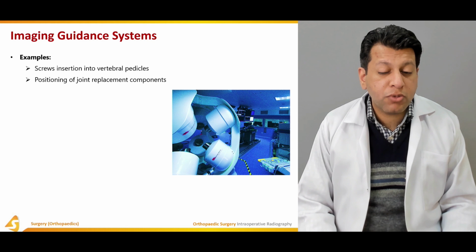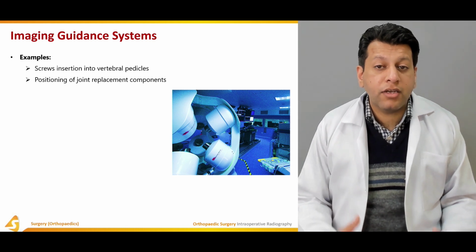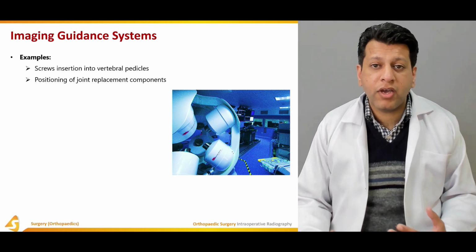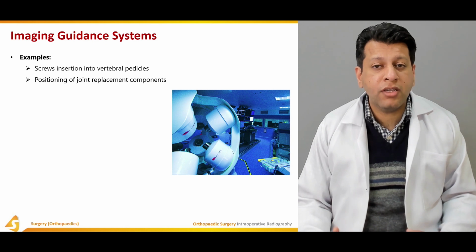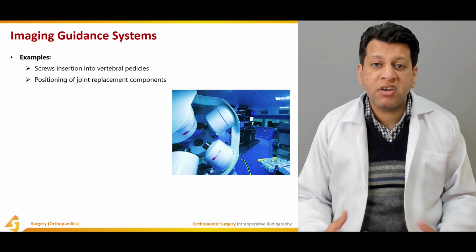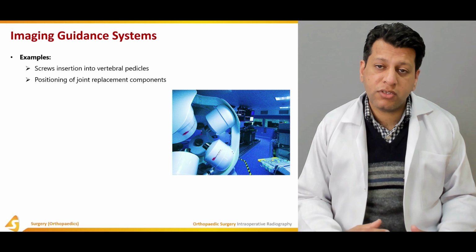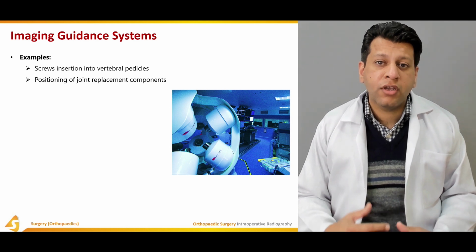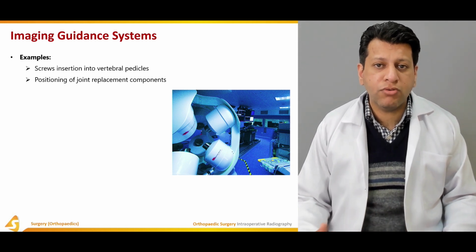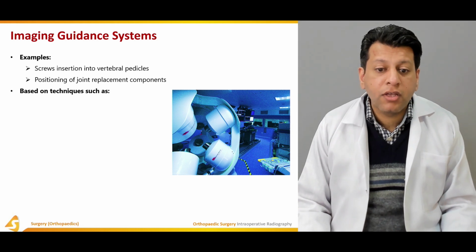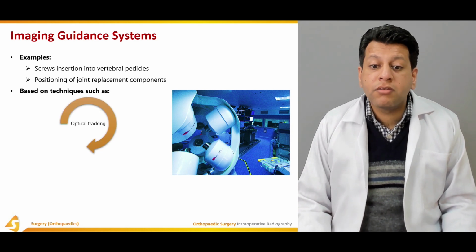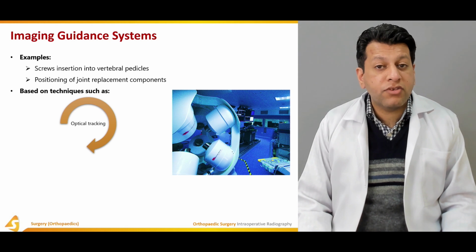Positioning of the joint replacement components usually requires certain degrees of varus valgus alignment in the knee. We need some degrees, 10 to 15 degrees, of anteversion at the hip. This 15 degrees of anteversion has to be determined by use of image guided systems. Another option is using an optical tracking method.